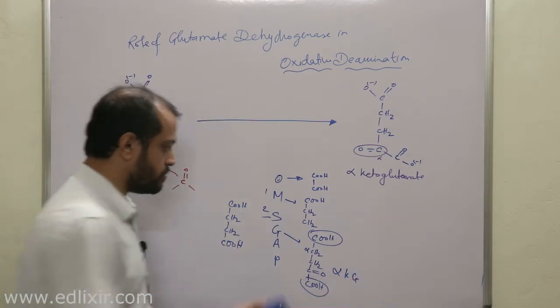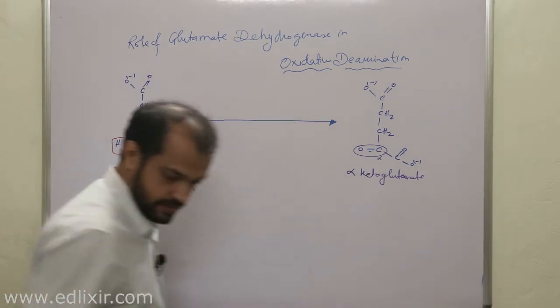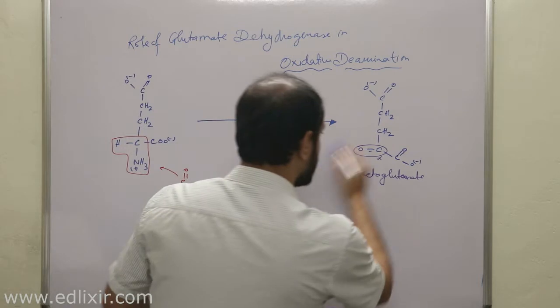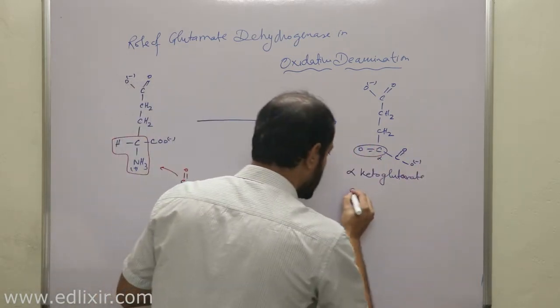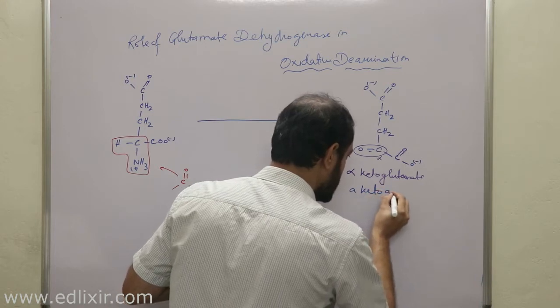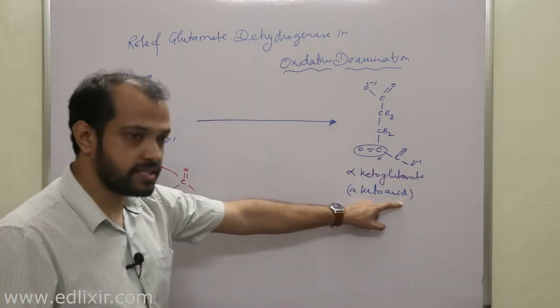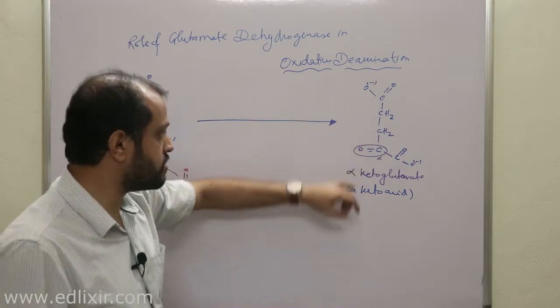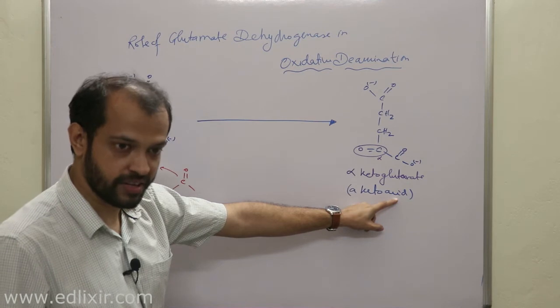Now a very important point to understand: alpha ketoglutarate is a keto acid. Why? It is an acid containing a keto group. Why is it called a keto acid? Because the acid is the primary functional group here.